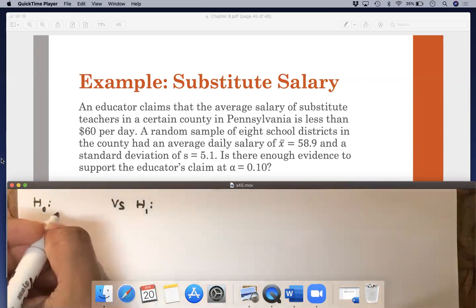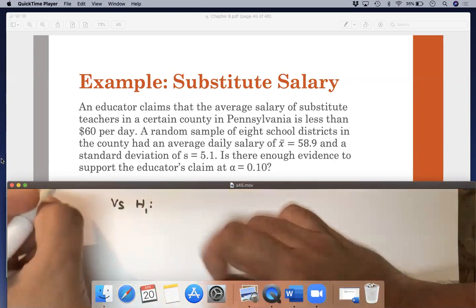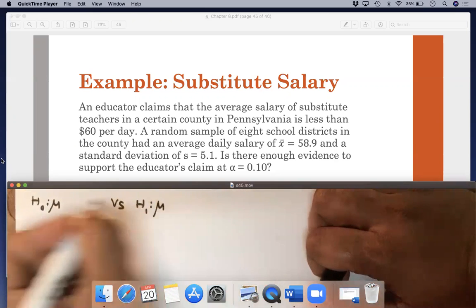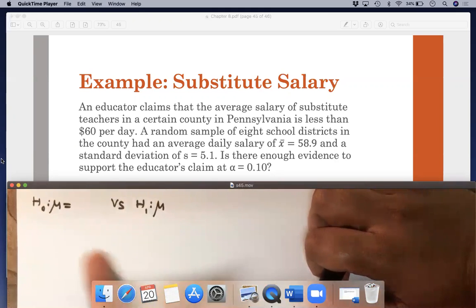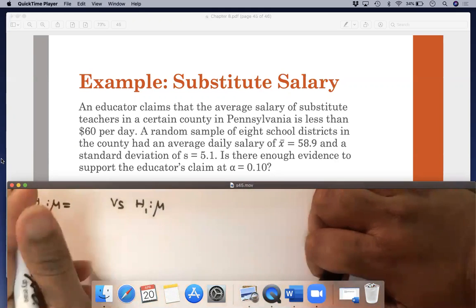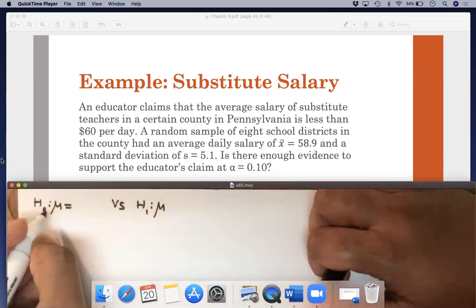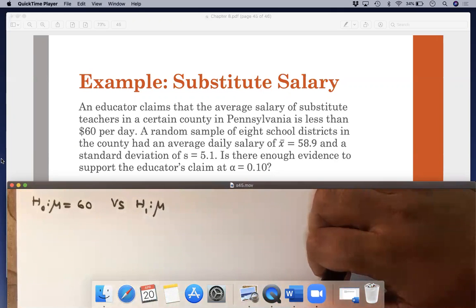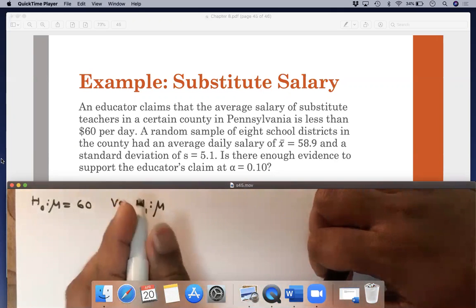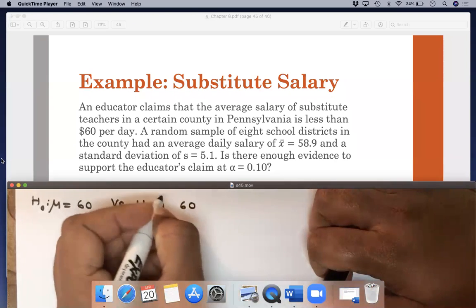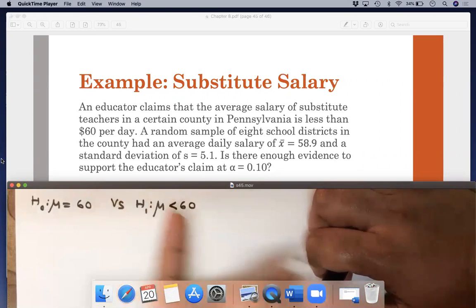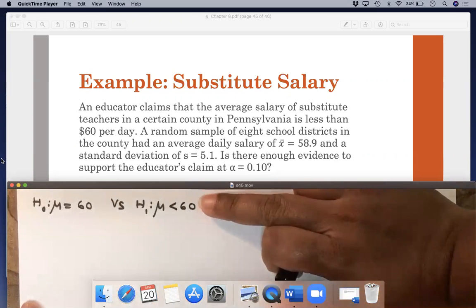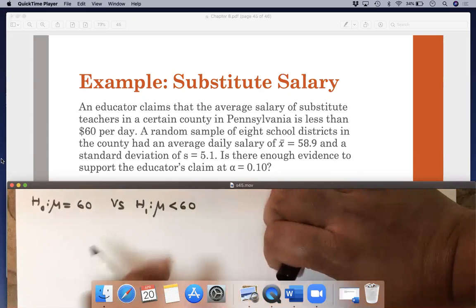Then what is this? It's about average, not proportion. If it's about average, you have to write mu as your population parameter. Here equal always goes with the null hypothesis. Then what is the claimed hypothesized value? The hypothesized value is 60. Why? Because the claim is to find is less than 60. So here we have the keyword less than. Less than means this less than symbol. So what is this test? This is a left tail test. So this is our hypothesis.